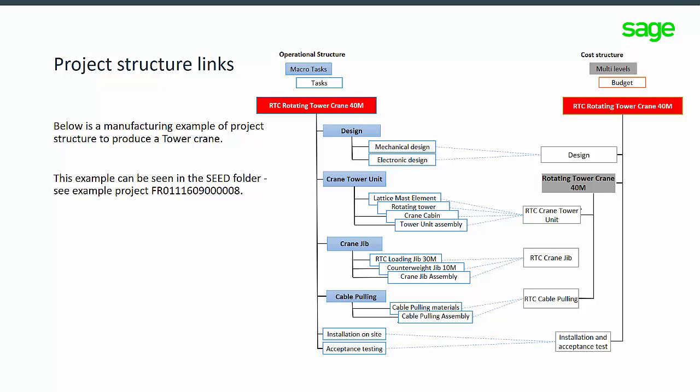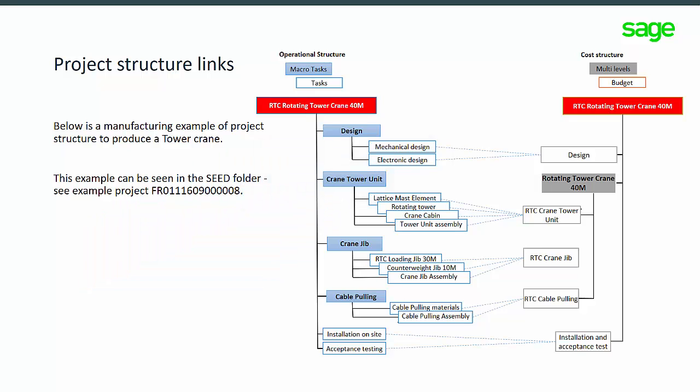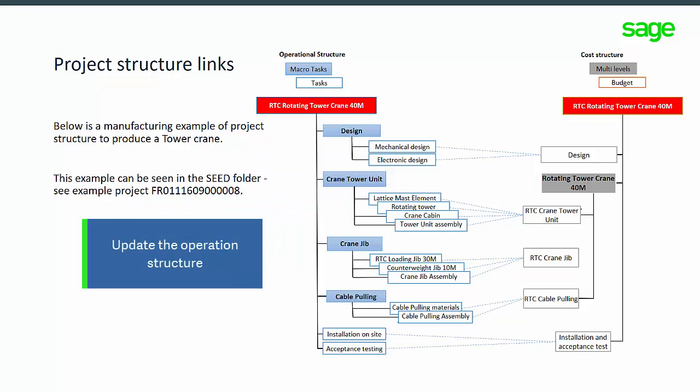Both structures can be organized in an identical way, or each structure can be completely different. The design of your structure will be determined by the level of detail and control you want for your project. You might want to control and track your project at the summary level or at the detailed level. Additionally, the operation structure can be modified during the project while the costing structure remains stable.